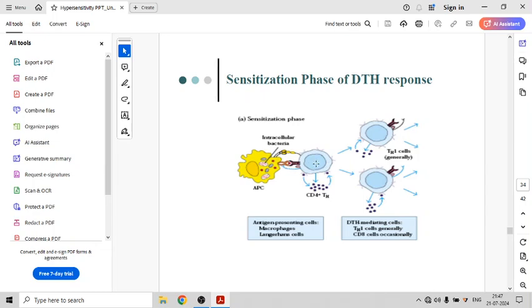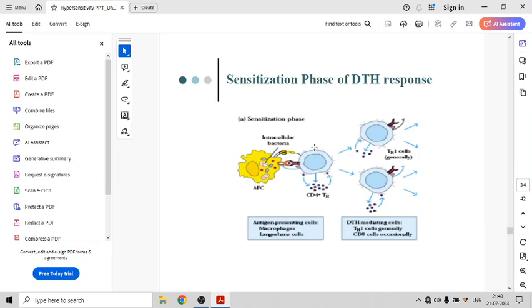The activated Th1 cell will start secreting IL-2 in large amount, which is an autocrine factor, which results in proliferation of the Th1 cells which are sensitized against the antigen that had entered the body, as well as it will make these Th cells come in contact with further antigens more and more which are present in the vicinity.